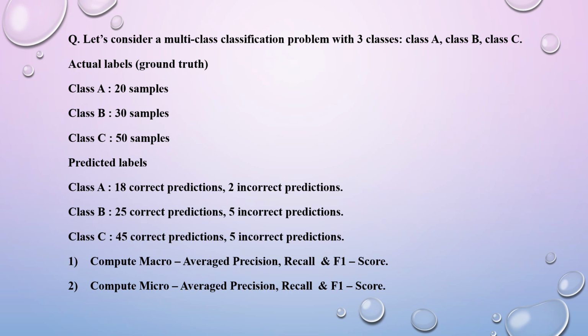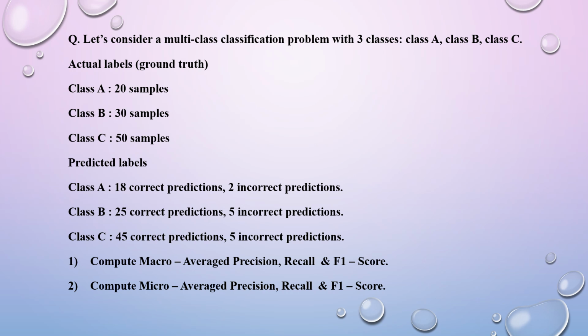For Class B, 25 correct predictions and 5 incorrect predictions. For Class C, 45 correct predictions and 5 incorrect predictions. First, compute macro average precision, recall and F1 score. And second, compute micro average precision, recall and F1 score.